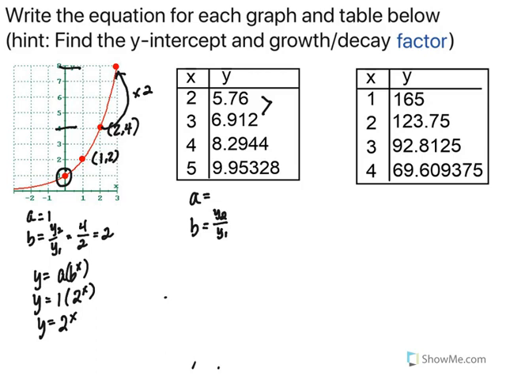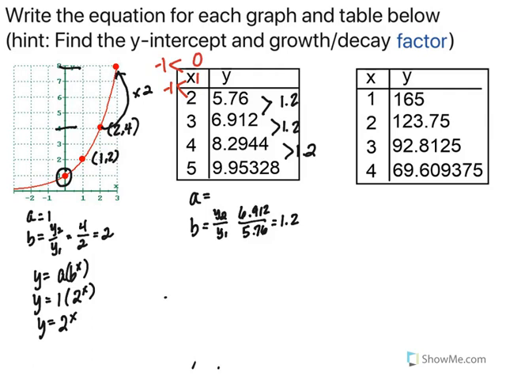So I take my second y value, which is 6.912, divided by the first, which is 5.76. And when I divide those, I get a factor of 1.2. So that tells me that my growth factor here is 1.2. And that's going to be the same factor that applies throughout this whole table. Now we can use that to find the y-intercept. Now remember, to get the y-intercept, we need x to be 0. So that would mean I would need to go back twice to get to 0.